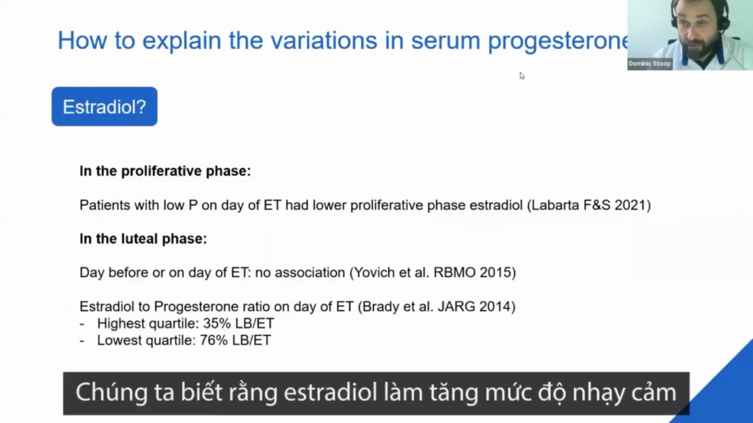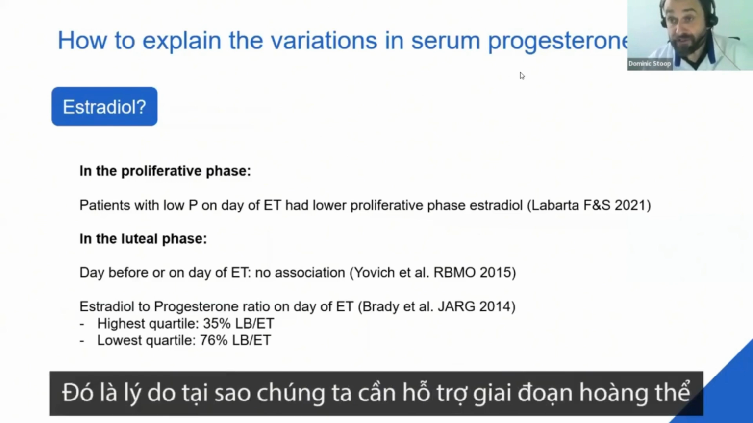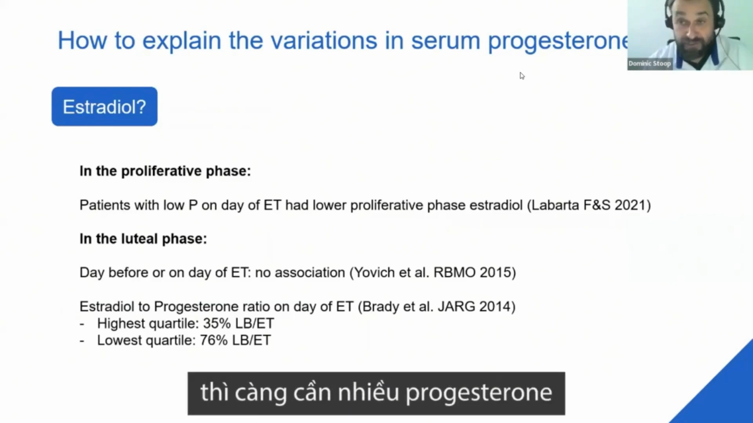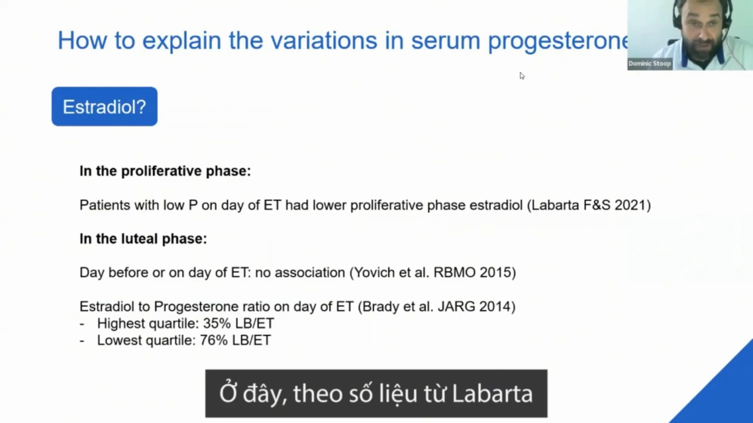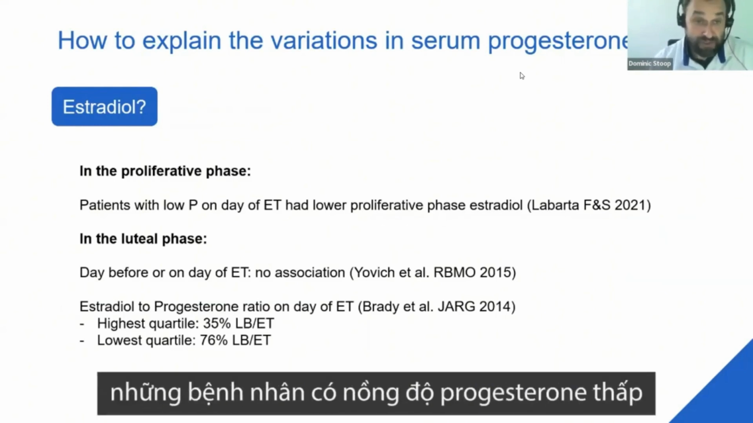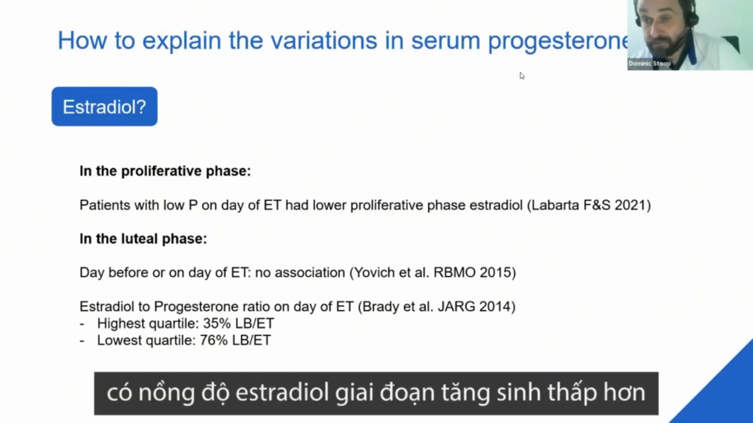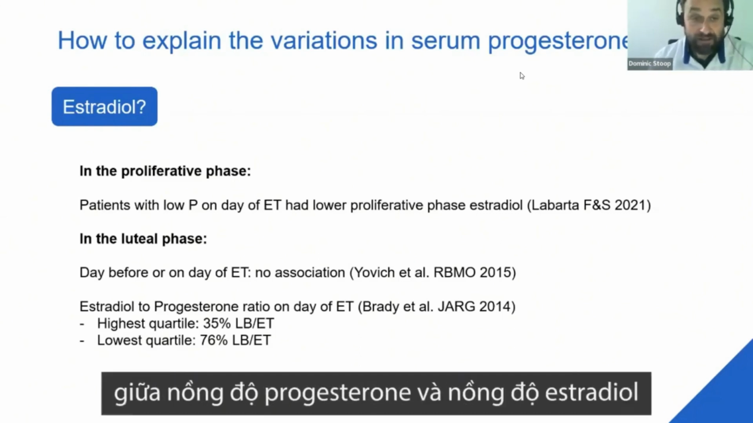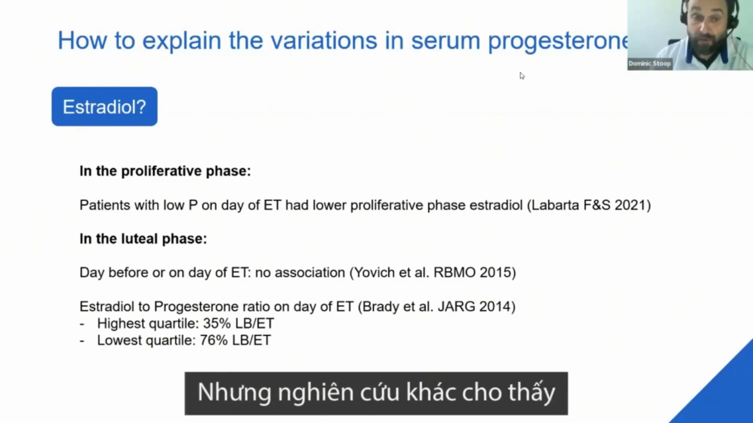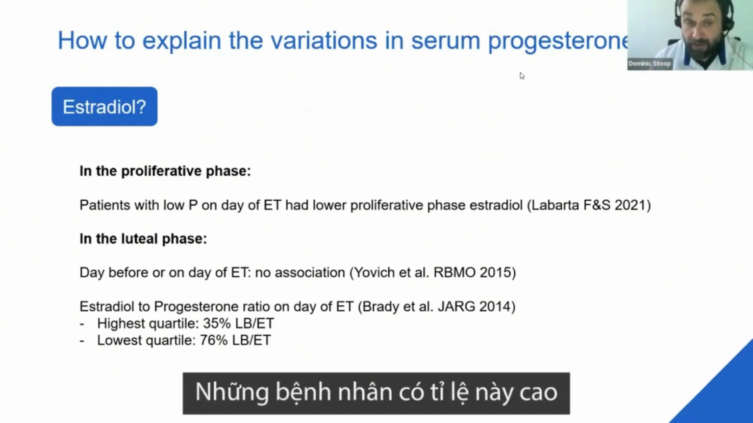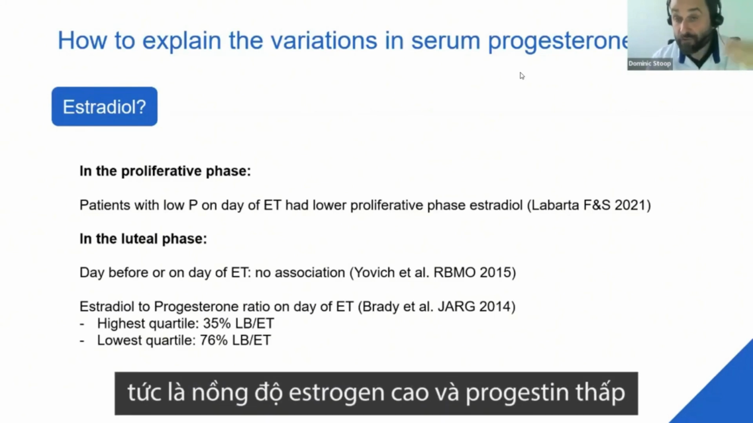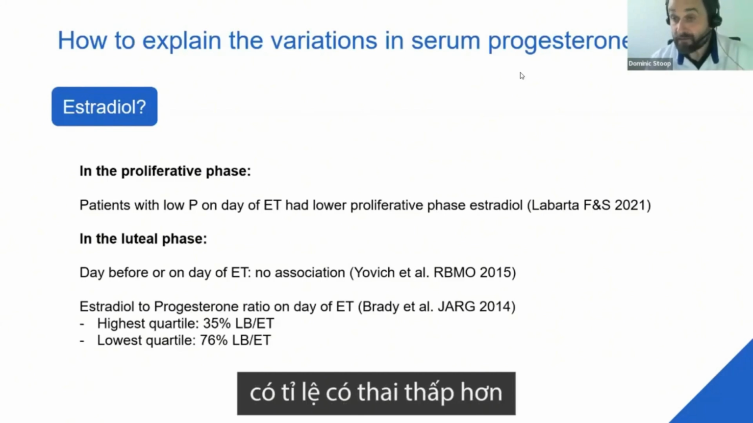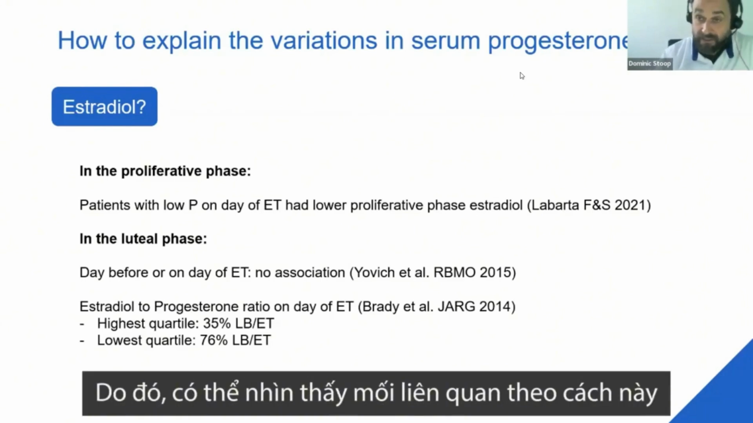Another one is estradiol. We know estradiol induces progesterone receptors. That's why we need to give luteal phase support. The more estradiol, the more progesterone is needed. Now, from the data from Labarta, we've seen in the proliferative phase that patients with low progesterone on the day of transfer had lower proliferative phase estradiol. And if we talk about the luteal phase, there did not seem to be an association between the day of transfer progesterone concentration and estradiol concentration. But what was seen in another paper was that the ratio seems to be important. Those with a high ratio, meaning high estrogen versus low progesterone, have a lower pregnancy rate. So this is, in a way, a relation that has been seen.